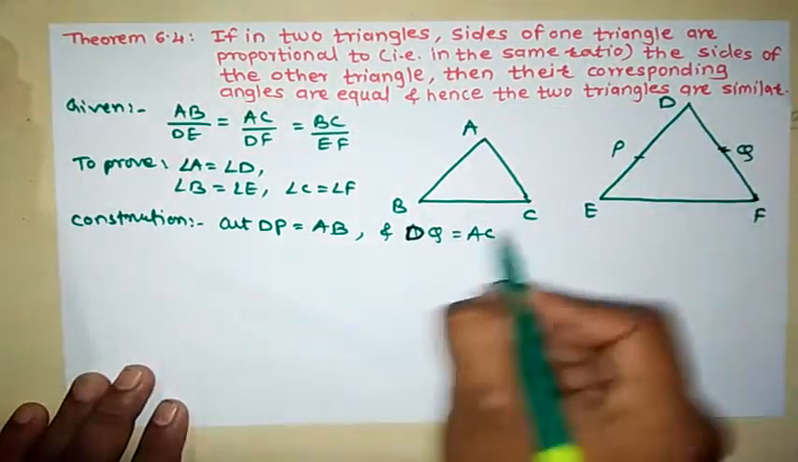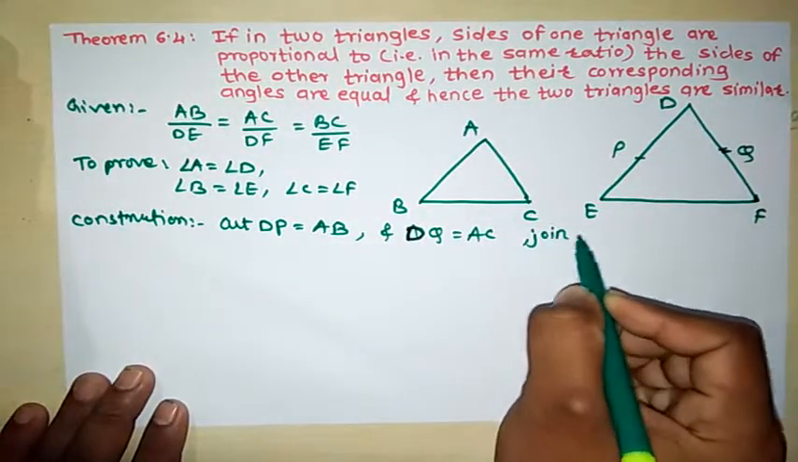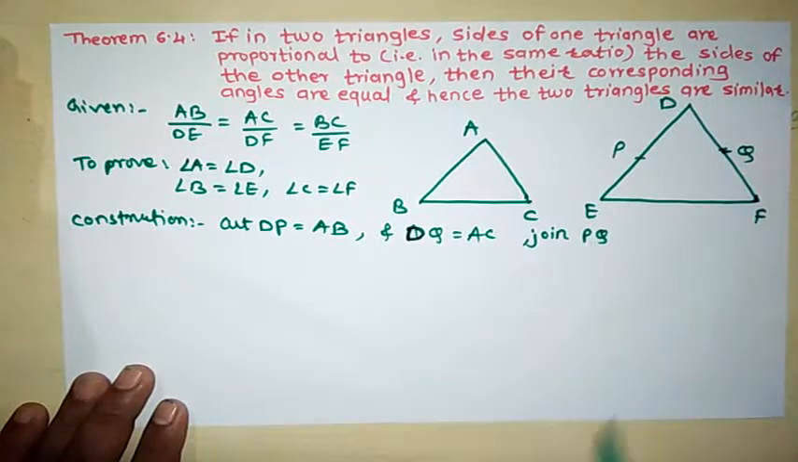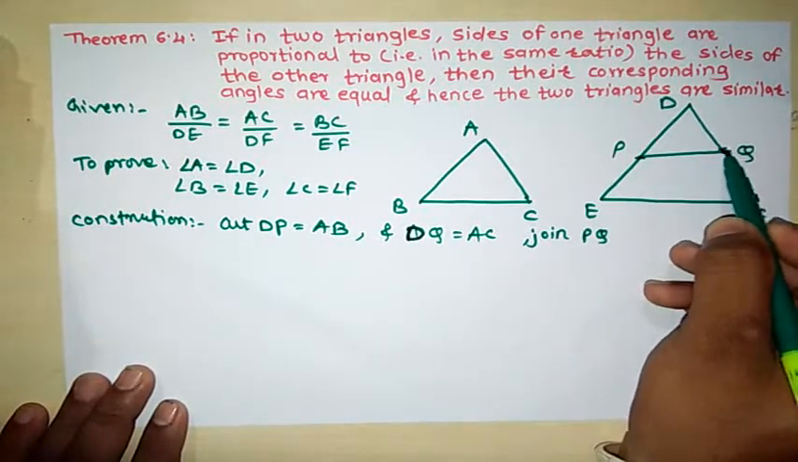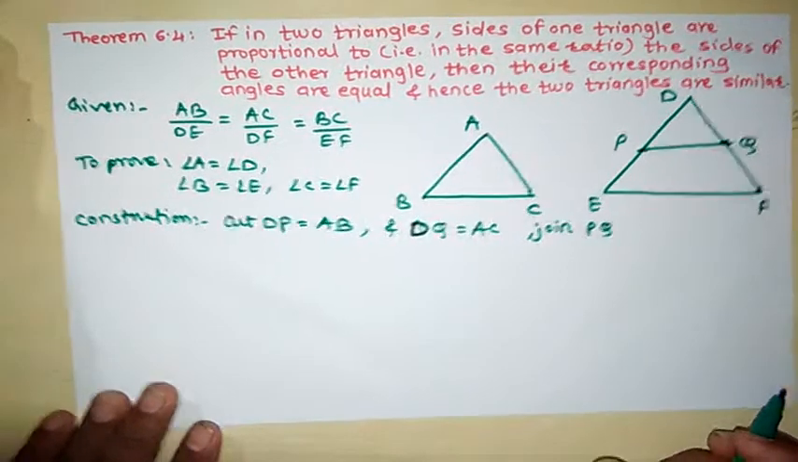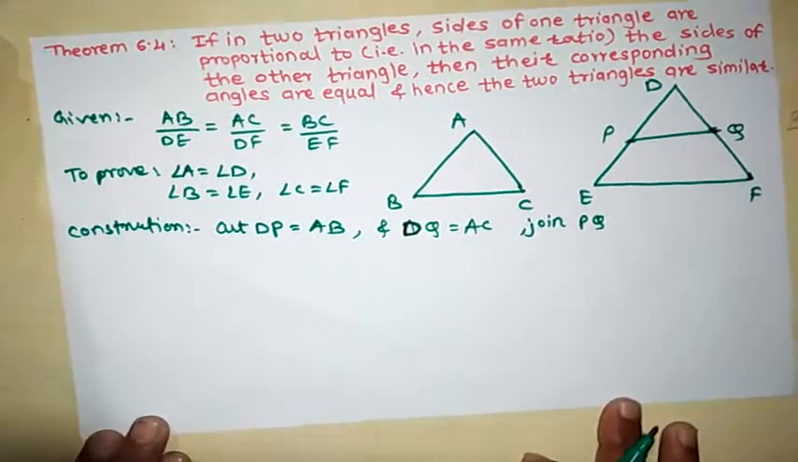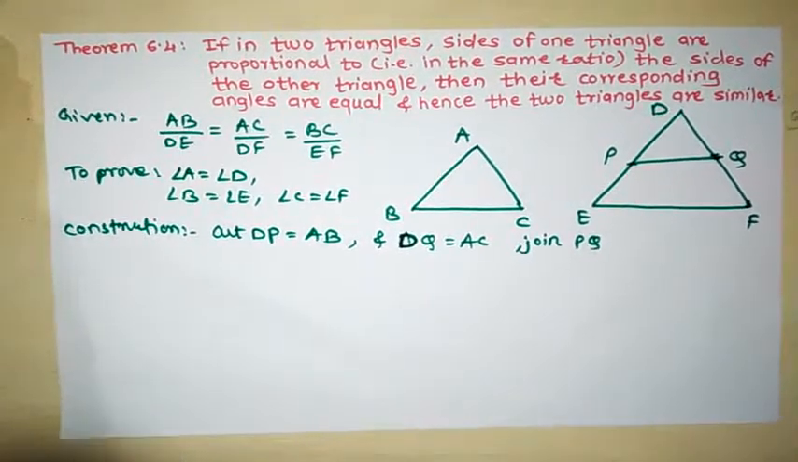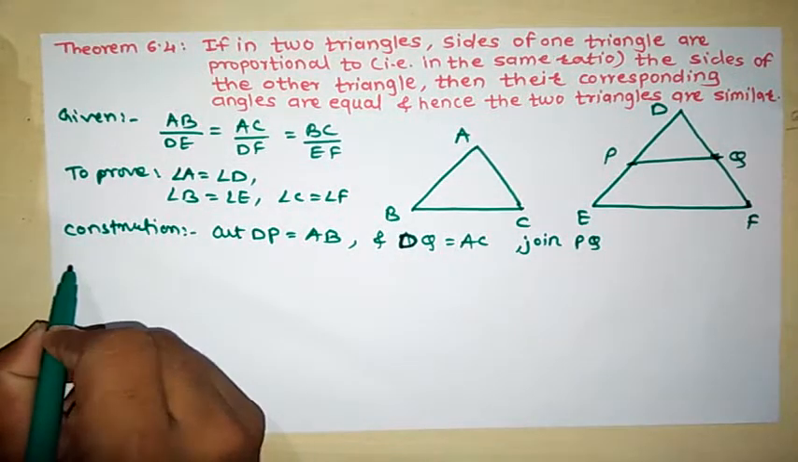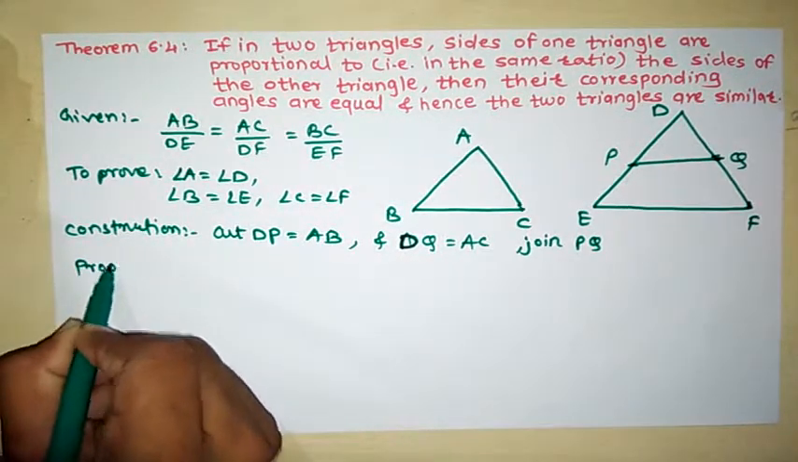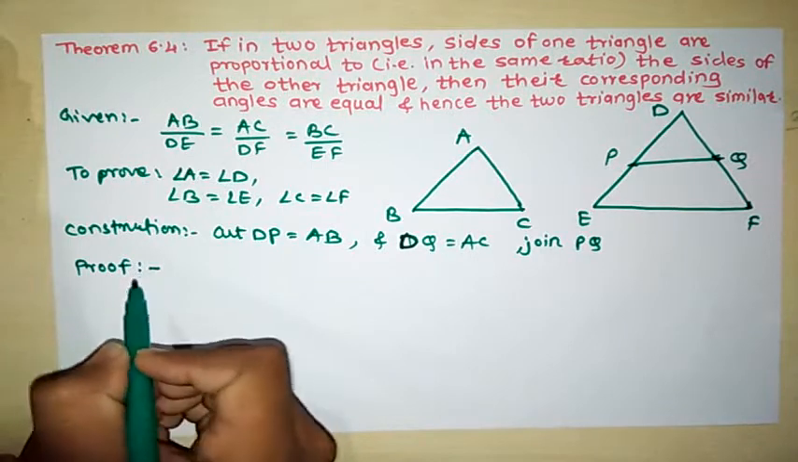And after this, join PQ. PQ join करो. Okay, I have joined the line PQ. PQ को join करना है. This is a part of the construction. And see here, proof. We have to prove this.